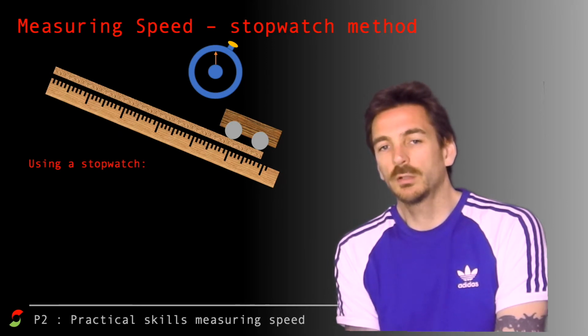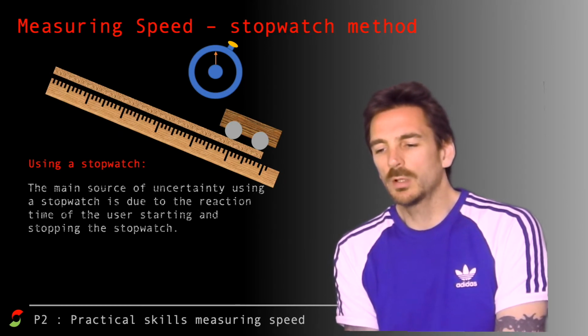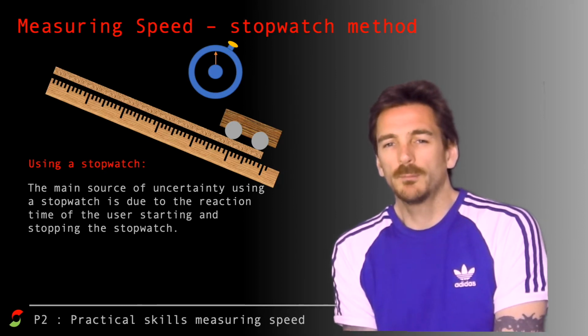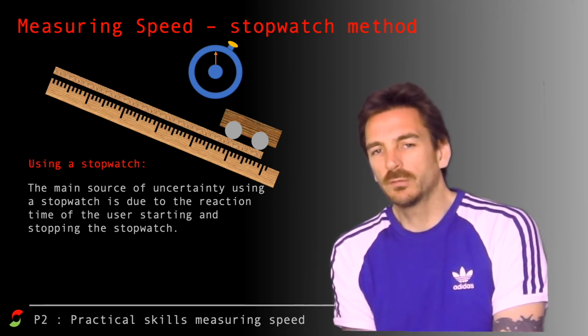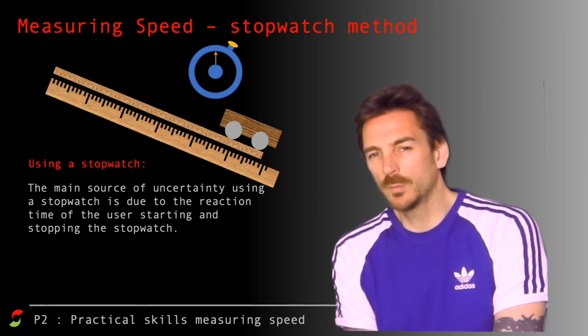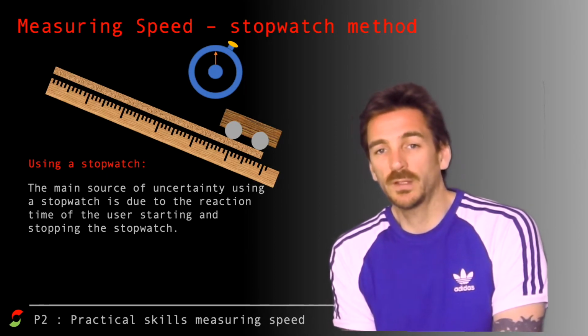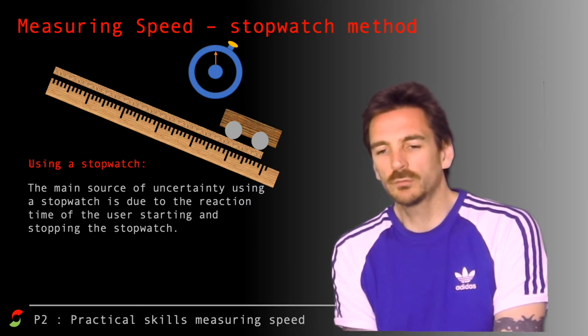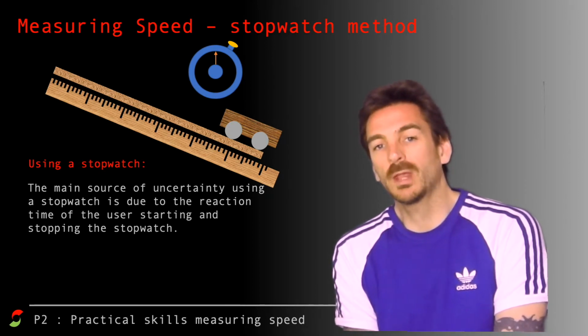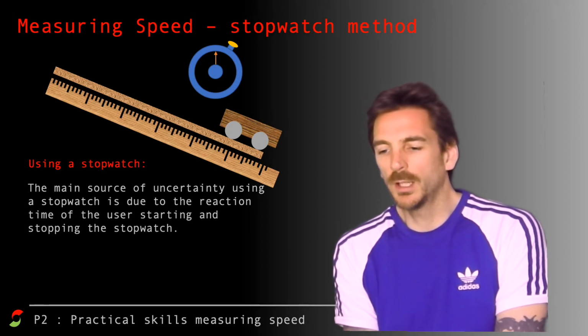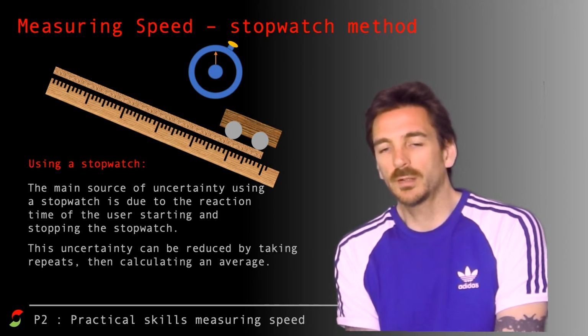So let's have a look at using the stopwatch and measuring the time. Well, the stopwatch is going to be used by a human, so human error is often mentioned here, but examiners don't really like human error because humans make lots of errors. We've got to be very specific about what type of error it is. So try not to use human error in any answers. This is down to reaction time, being able to start and stop the stopwatch accurately, which we're not very good at. So the uncertainties there are reduced by taking repeats.